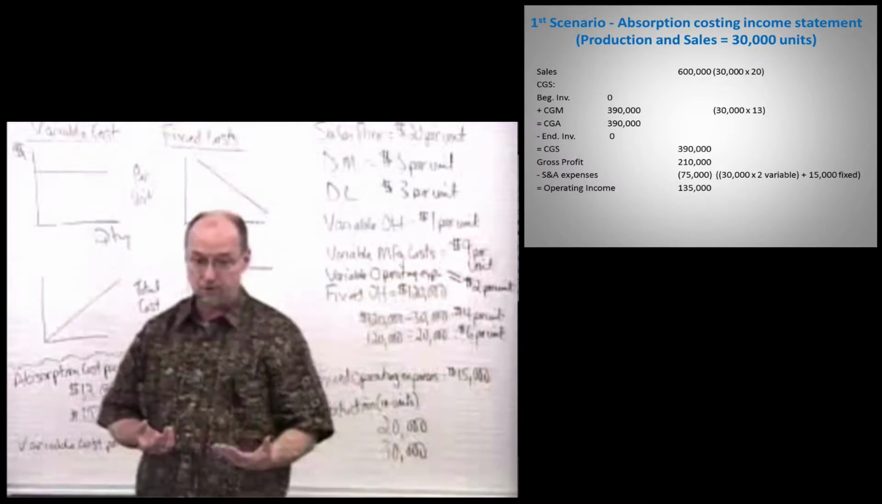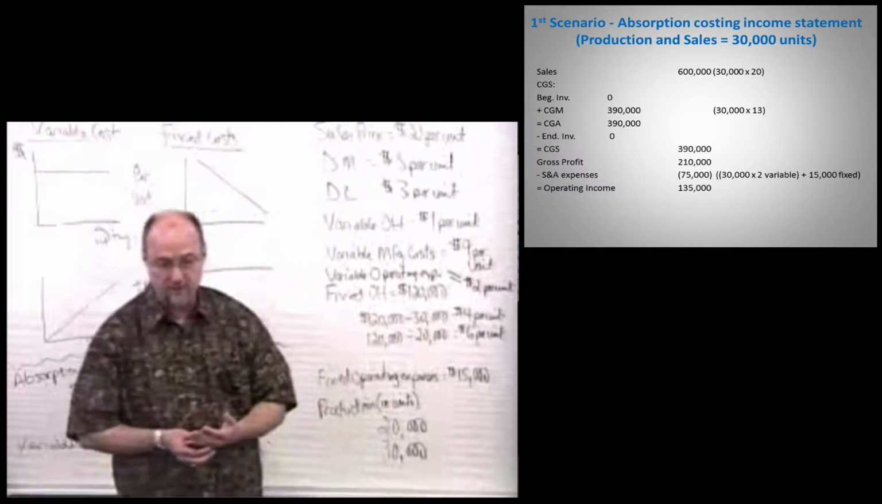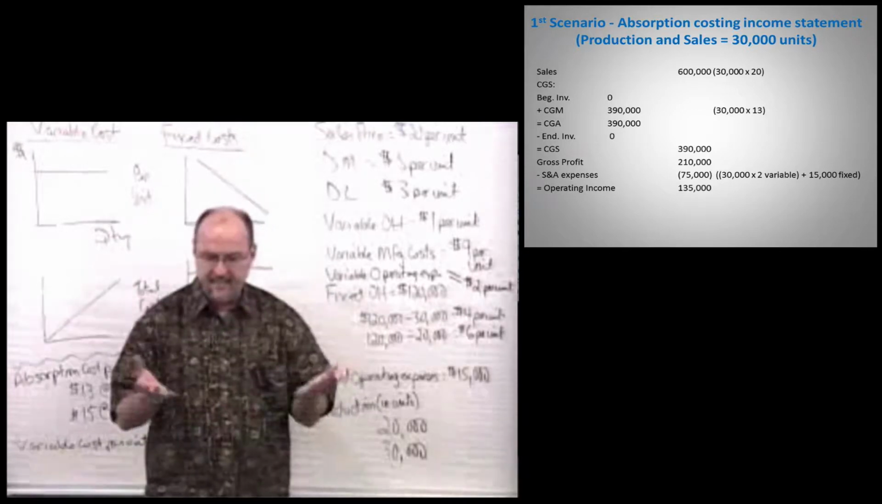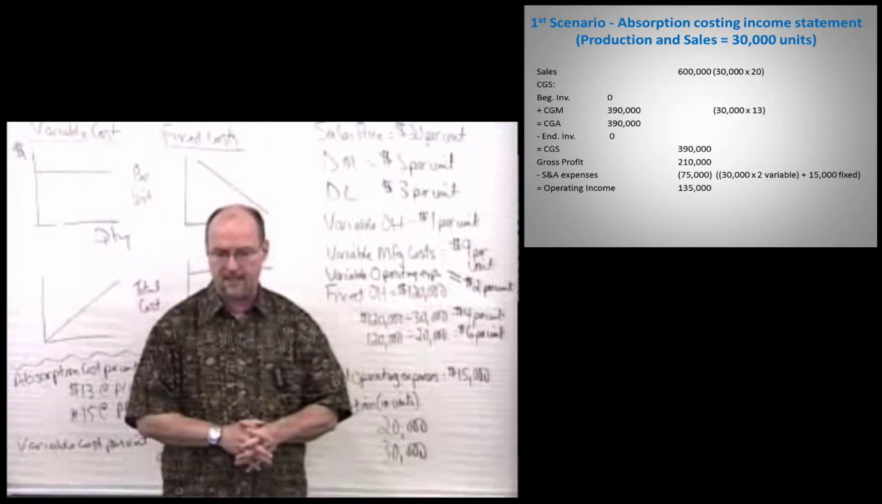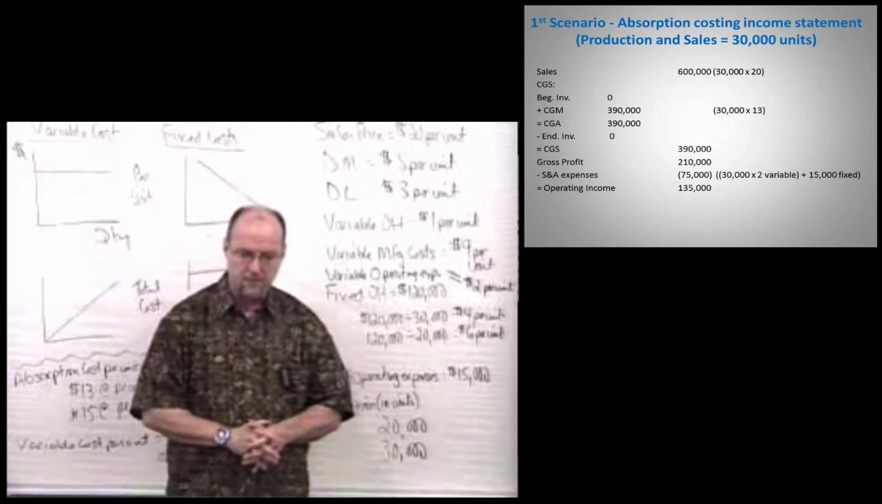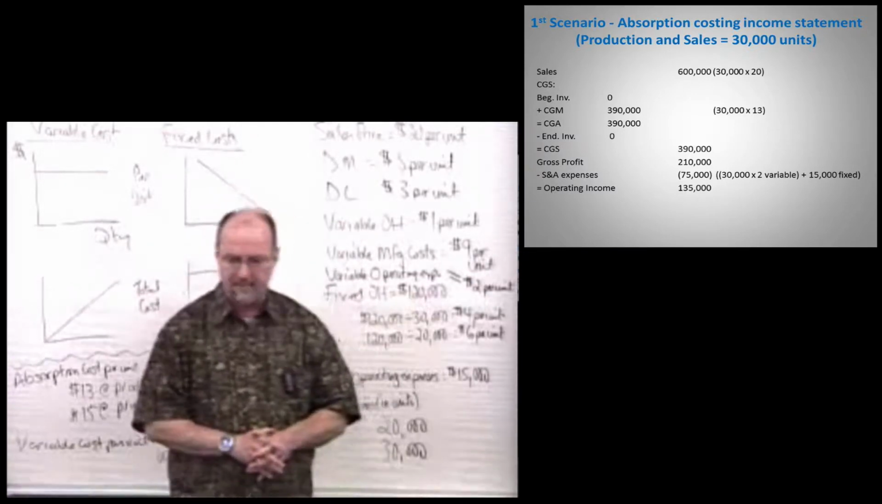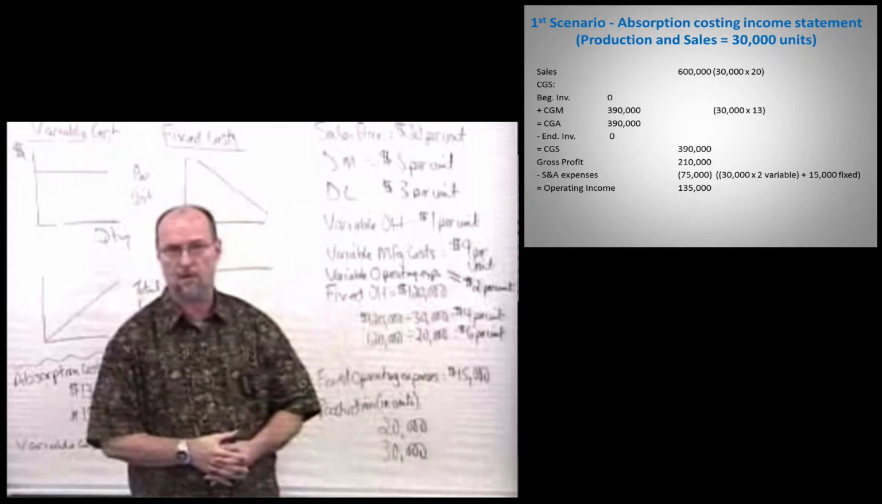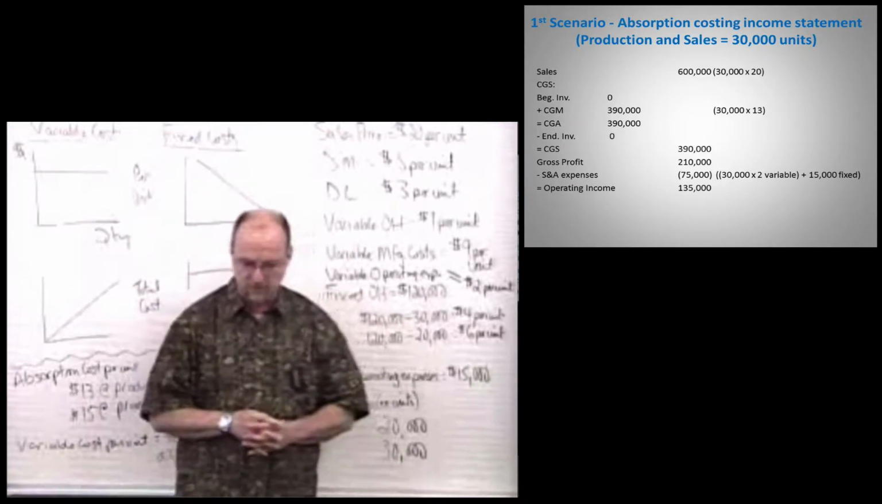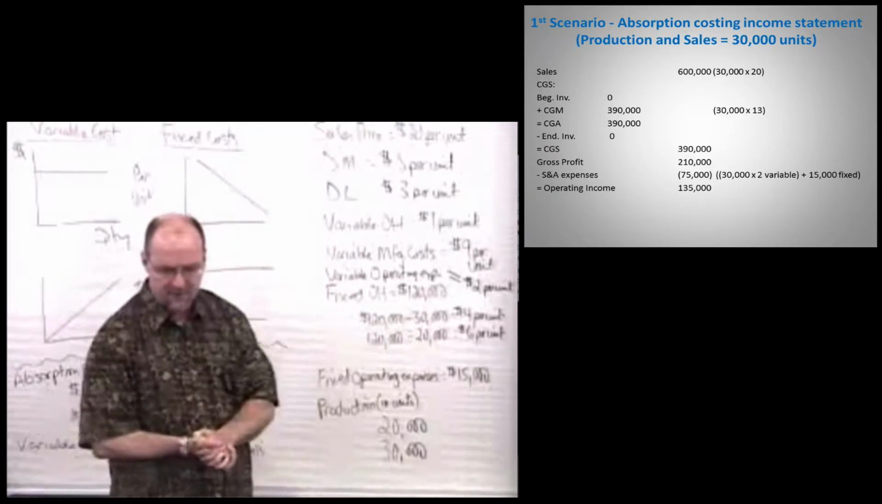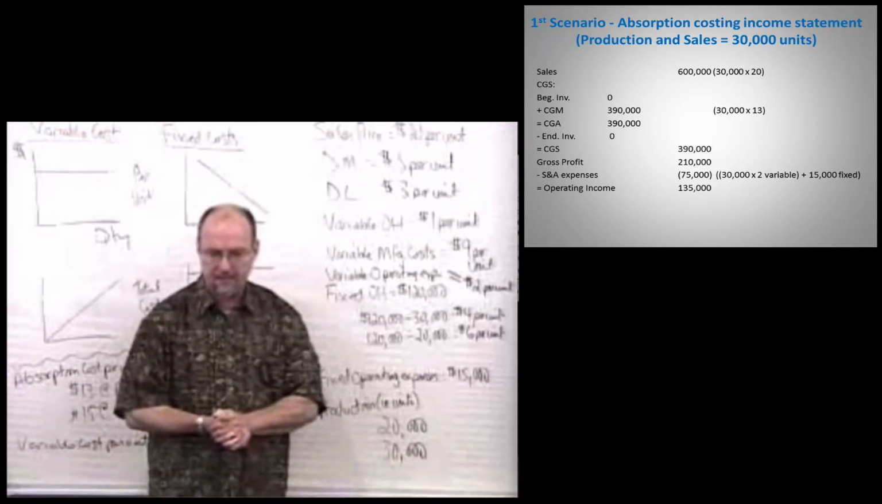30,000 units produced times 13 is 390,000. I don't have any ending inventory, so my cost of goods sold will also be 390,000. Revenue 600 minus cost of goods sold 390, gross profit 210,000. Now my operating expenses, which I put as S&A, selling and administrative expenses, is 75,000.